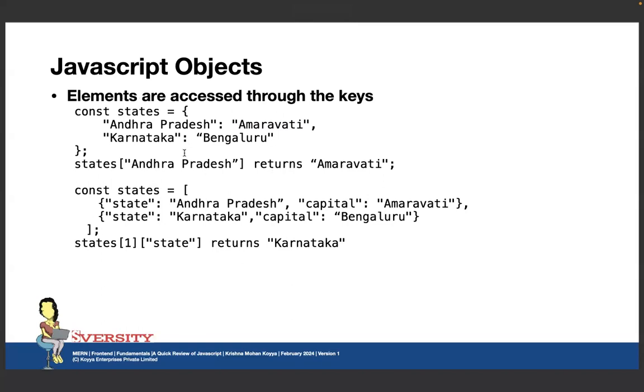You typically access these elements through keys, right? For example, if I'm having a states JSON with keys as Andhra Pradesh and Karnataka, if I want to access the values, then, in the case of arrays, you use index positions, whereas here you'll have to use the key. So if I say states and Andhra Pradesh as the key, then automatically I'll get Amravati as the value.